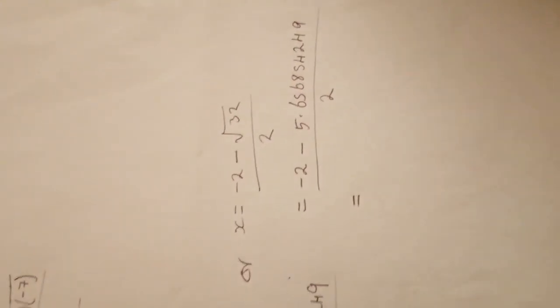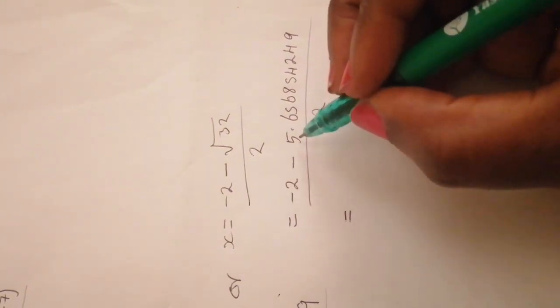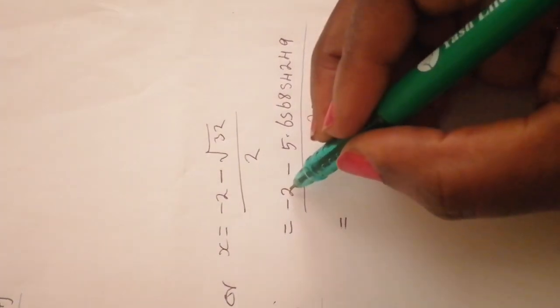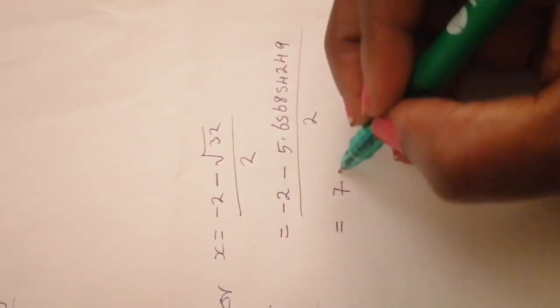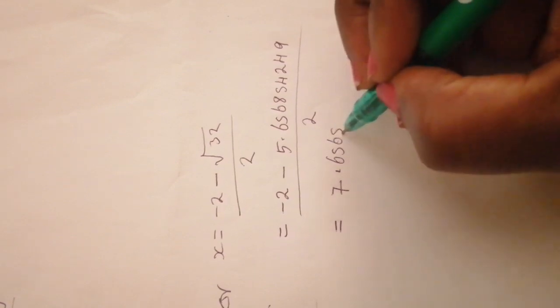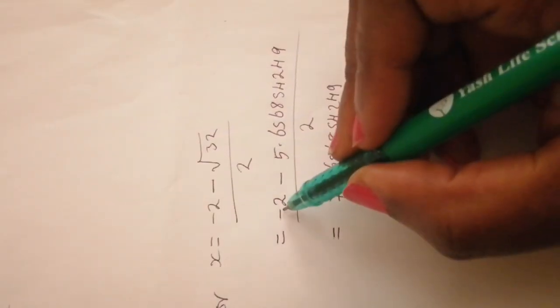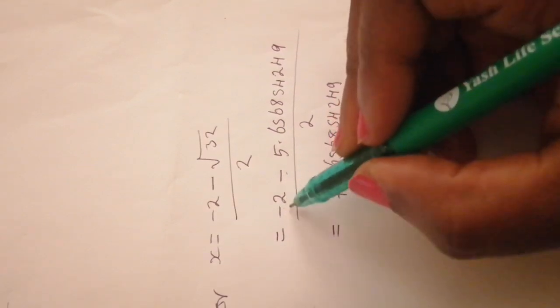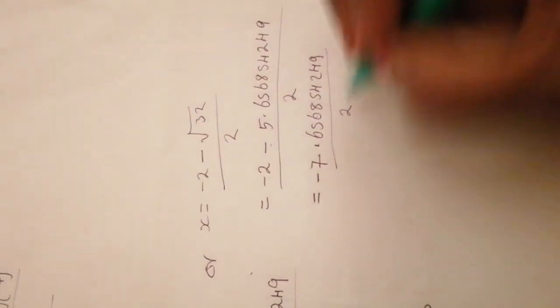So we are saying -2 minus 5. You can add 2 plus 5 will give you 7. Then we have 0.6568542449. I said the sign we are dealing with here is negative, meaning the answer is going to be negative. Then everything divided by 2.